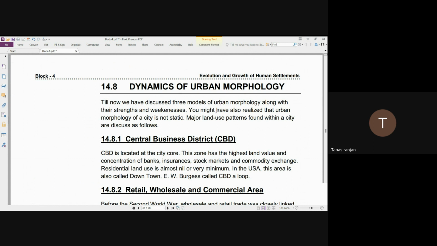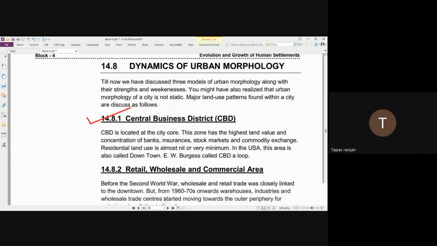So first of all, you will have a central business zone. No matter whether that urban place is following the concentric zone model, the sector model, or the multiple nuclei model, it will have a business district. The central business district will be mostly characterized by non-residential use, and it will perform a lot of services and functions, mostly tertiary in nature.